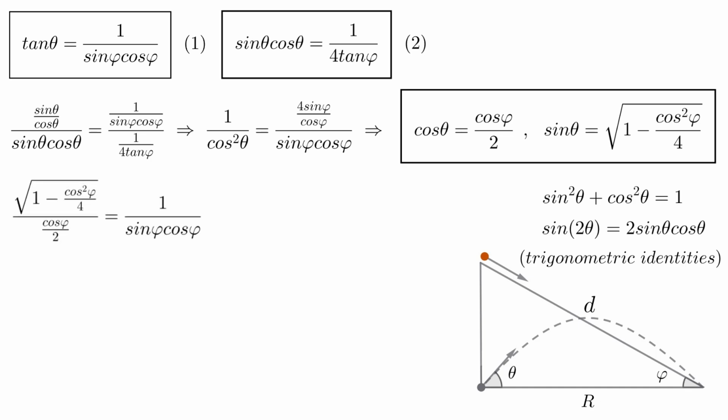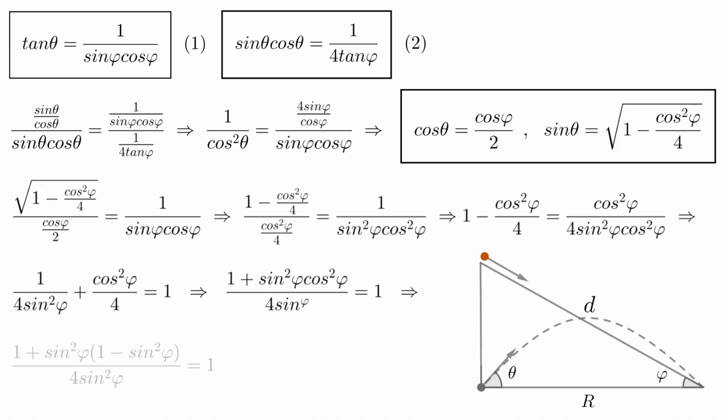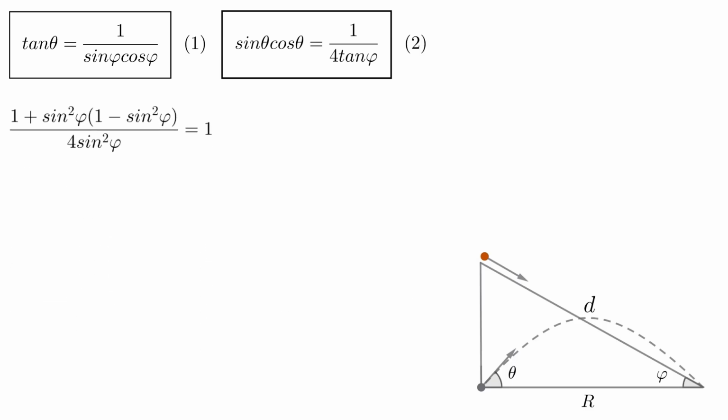So we take these two results and we plug them into our first equation, and we get this expression here. And we simplify this down to 1 plus sine squared phi times 1 minus sine squared phi all over 4 times sine squared phi equals 1. We make a change of variables. We call sine squared of phi equals x. So we get 1 plus x times 1 minus x all over 4 times x equals 1.